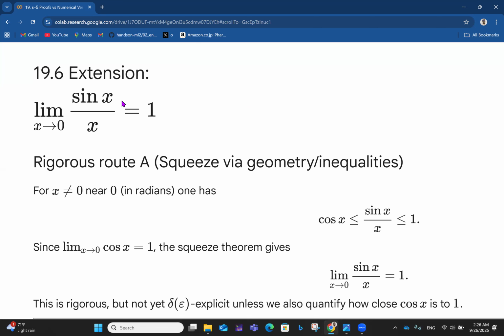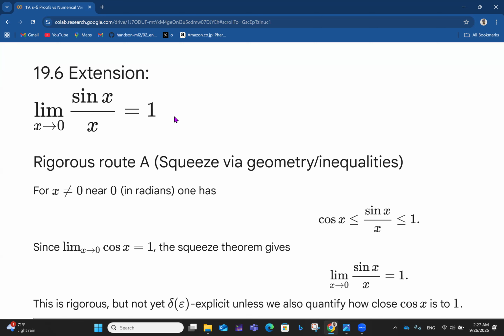We can write sine x using Taylor's series, and then the x can cancel out. Or we can actually use L'Hopital's rule. Differentiate sine x, you get cos x. Differentiate x, you get 1. So you have cos x over 1, which is simply cos x. And if you put 0 in cos x, that's cos 0, and the answer will be 1.